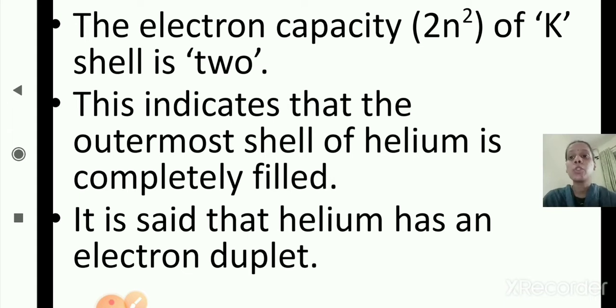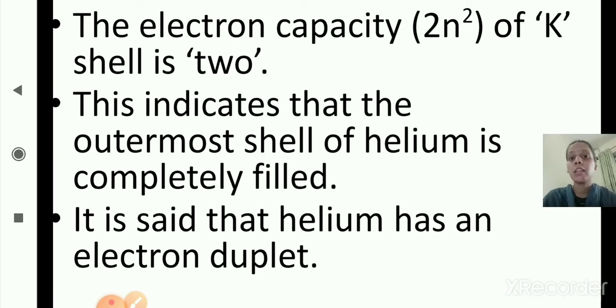The outermost shell of the helium atom is completely filled, because the maximum capacity of K shell is 2 electrons, and in the helium atom there are 2 electrons accommodated in K shell. It is said that helium has an electron duplet. Duplet means it has 2 electrons in the outermost shell. So this is called a duplet.